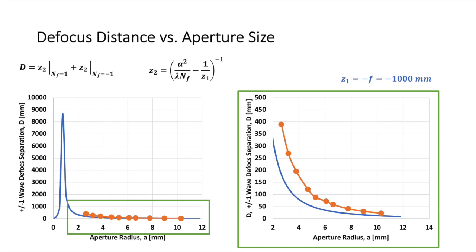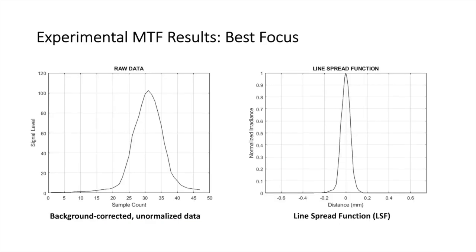This trend makes sense given that we typically prefer to implement larger apertures in optical systems in order to minimize optical path differences and therefore diffraction effects when aberration effects are small. After collecting our LSF data, we can analyze the results with the MTF MATLAB program provided. Seen here is the background-corrected, unnormalized raw data in the line spread function.